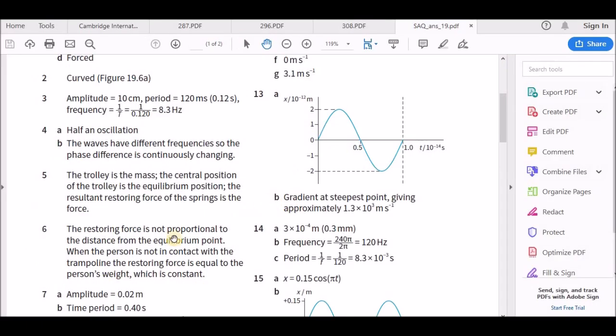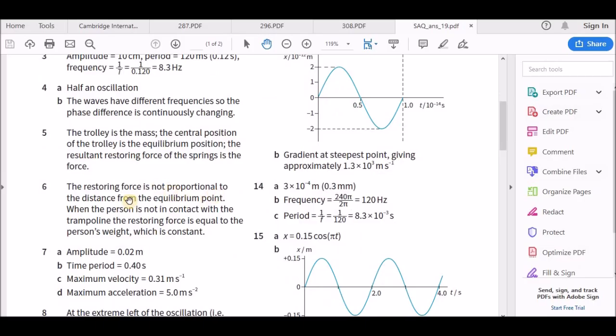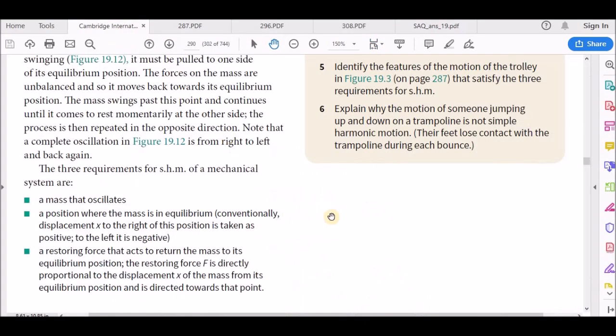Let's look at the answer. The restoring force is not proportional to the distance from the equilibrium point. When the person is not in contact with the trampoline, the restoring force is equal to the person's weight, which is constant. Very easy.